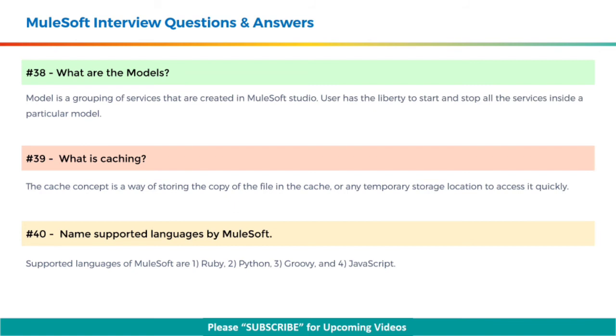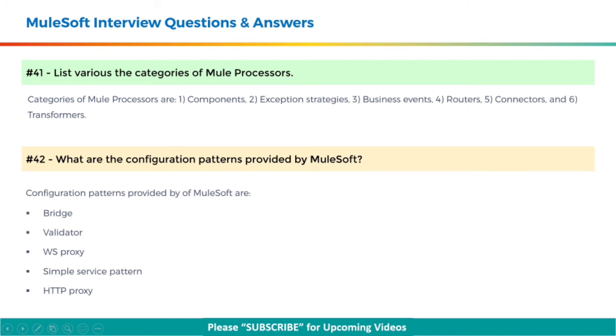Next, which languages are supported by MuleSoft? They are Ruby, Python, Groovy, and JavaScript. Next, list the categories of Mule processors. Categories of Mule processors are components, exception strategies, business events, routers, connectors, and transformers.